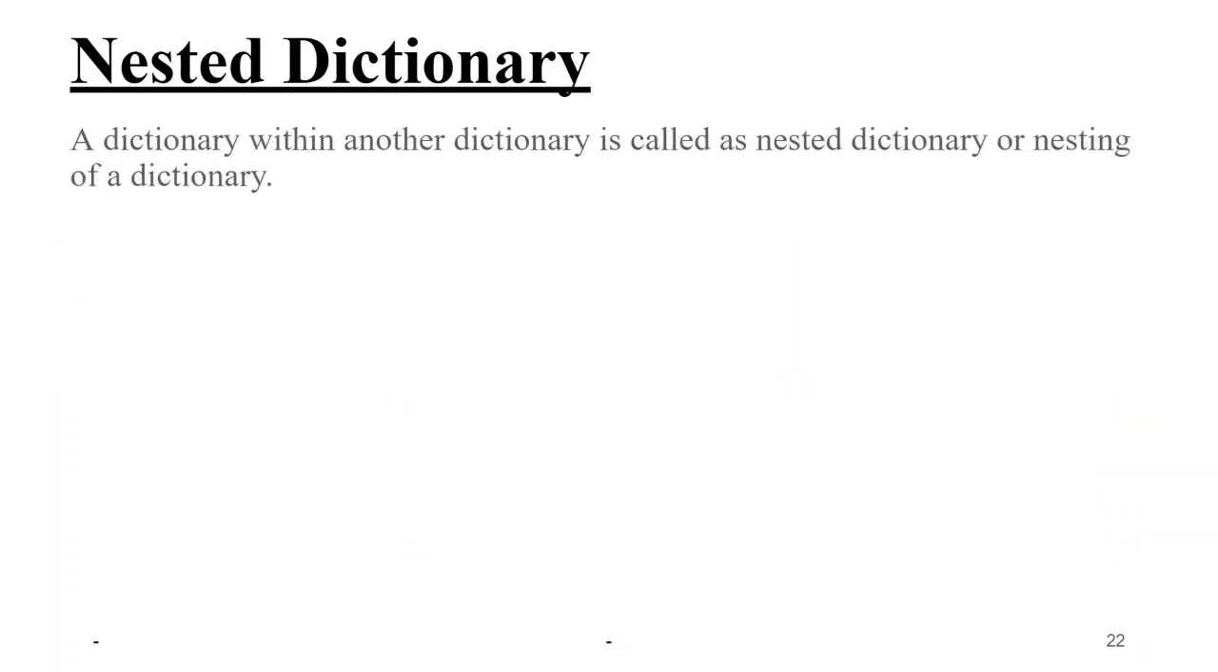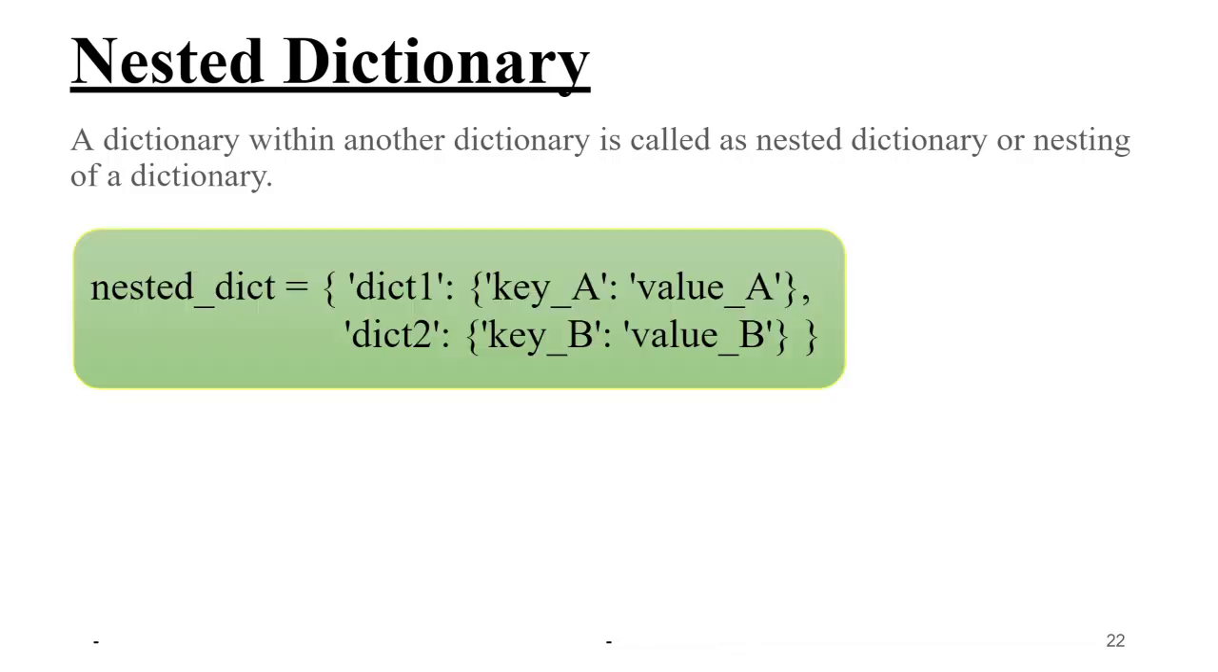Then we can also have a nested dictionary, like we have nested lists and nested tuples. A dictionary within another dictionary is usually called a nested dictionary, or nesting of a dictionary. So this is the syntax of how we can nest a dictionary. We have dictionary 1, and its value itself holds key value pairs, and dictionary 2 is a key and its value itself is key value pairs.